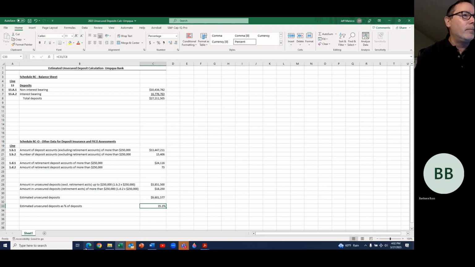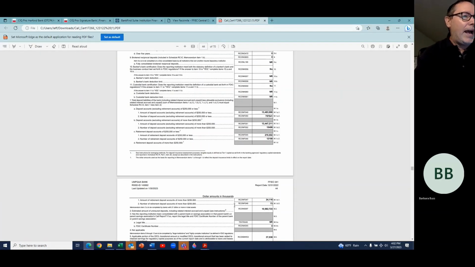Now, if you go to the Umpqua line, you'll see that there's actually a line item here that says $10.6 billion are actually unsecured. This is not required to be reported in financial institutions with less than $1 billion in total assets, so this will either be a zero or a not reported number in those. But I think the calculation that we went through in the spreadsheet is a more reflective assessment of the level of unsecured deposits to total deposits.